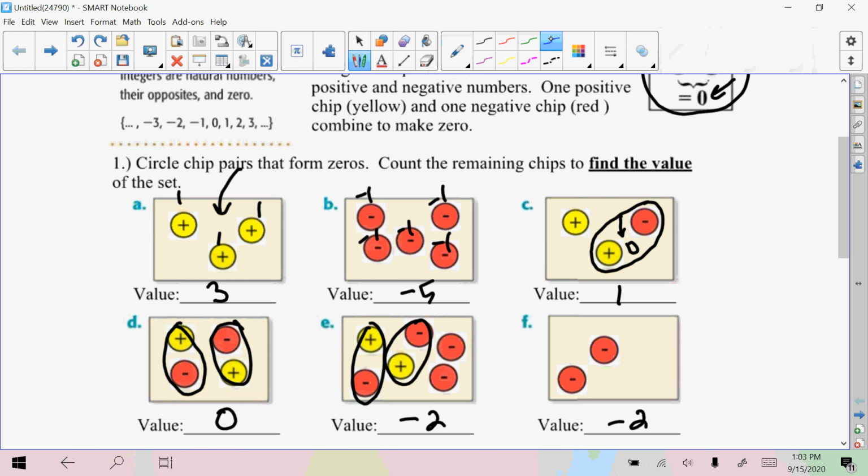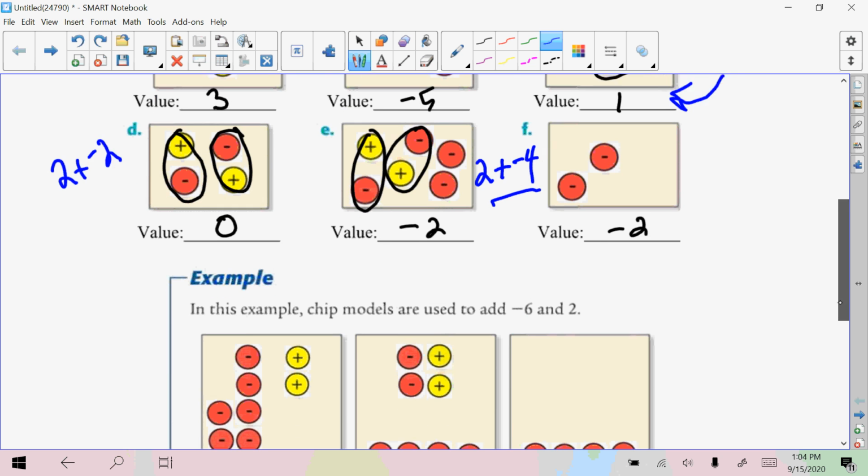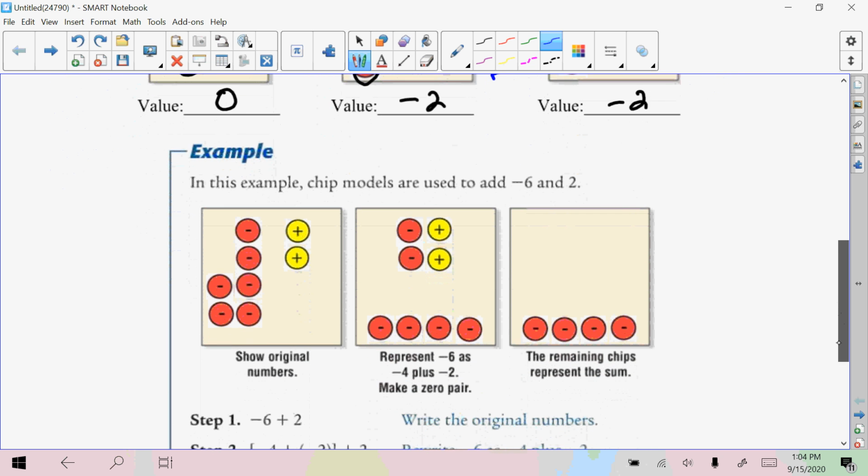All right, and another thing about this, if you look at these pictures, they actually create a math problem. Like here you have two +1s and a -1. If we combine those, that makes this addition expression, 2 plus -1, which equals, we found out, 1. Here we have two positives and two negatives. Here we have two positives and four negatives. So it makes that expression 2 plus -4, and so on. So we're going to use this idea to find the value of expressions.